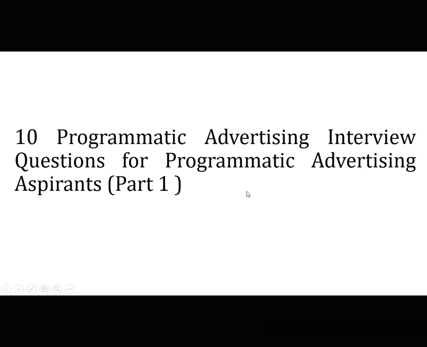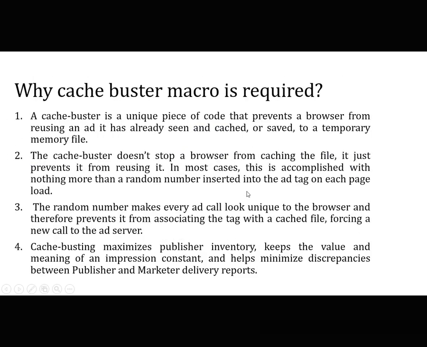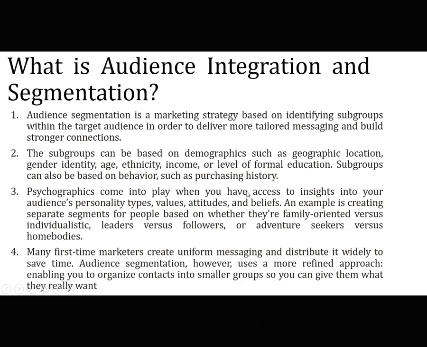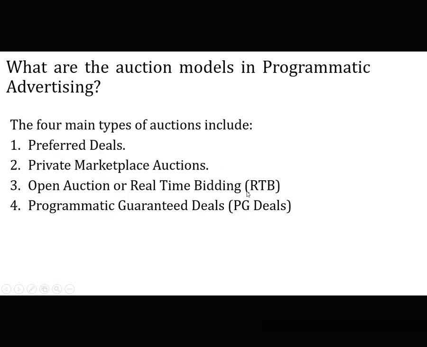What are the auction models in programmatic advertising? This is a basic question but an important question. There are 4 main types of auction: preferred deals, private marketplace auctions, open auction or real-time bidding, and programmatic guaranteed deals.